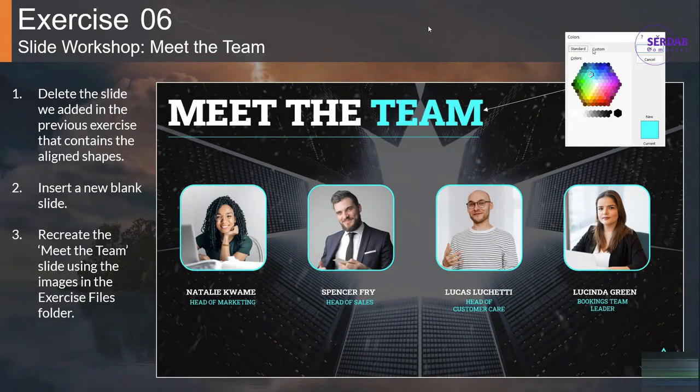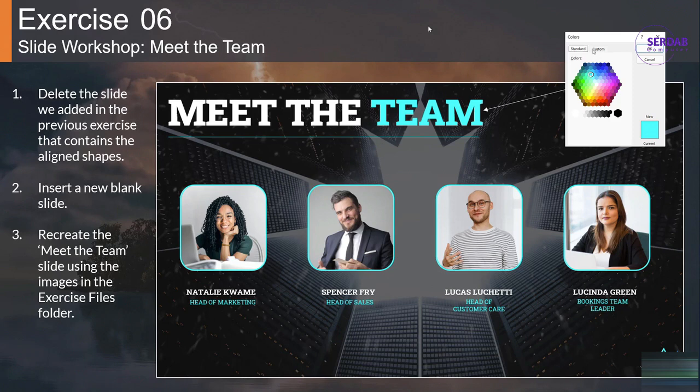It's time now to do exercise 6, where we're going to carry on building our slide deck. And in this exercise, we're going to build a Meet the Team slide. So the first thing I'd like you to do is to delete the slide we added in the previous exercise that contains the aligned shapes. We don't really need that one in the presentation. It was purely there just to practice. So delete that out and then insert a new blank slide.